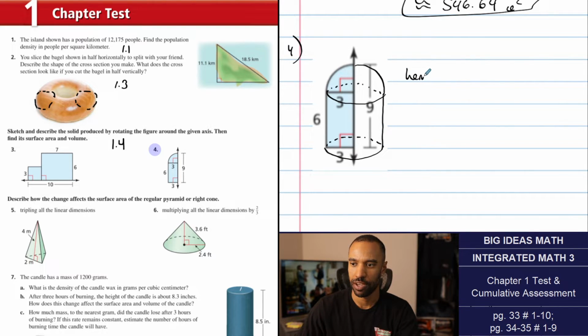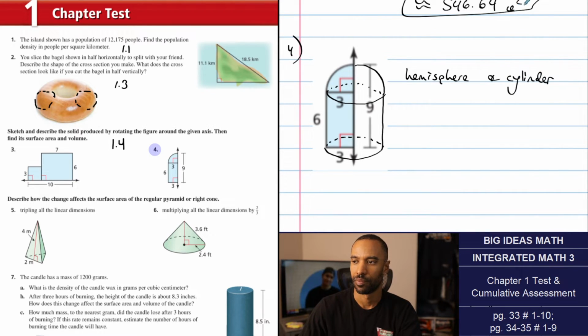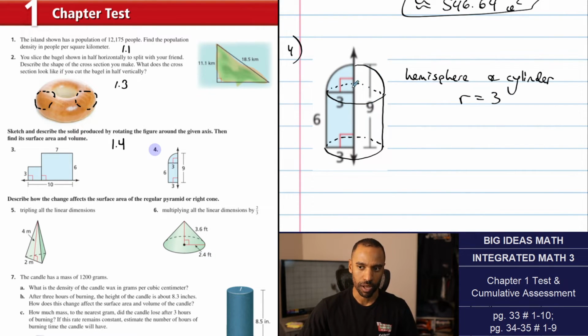So we have a hemisphere and a cylinder. Both of them share a radius of 3. That height of 9 really is irrelevant to me because this is a hemisphere. All I care about is its radius. That's still 3, and that makes no difference to me. They give me that this is 6, and that's all I care about.